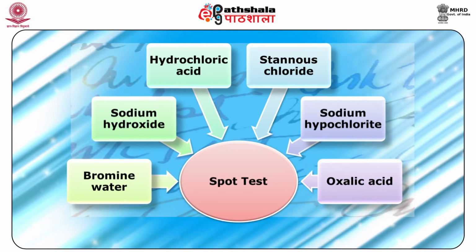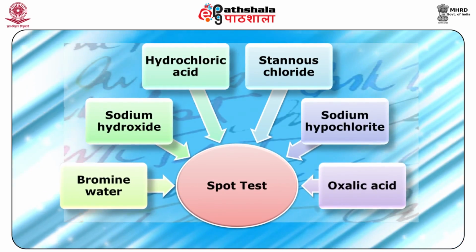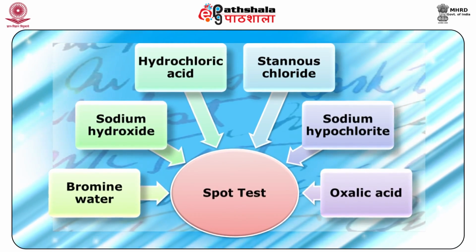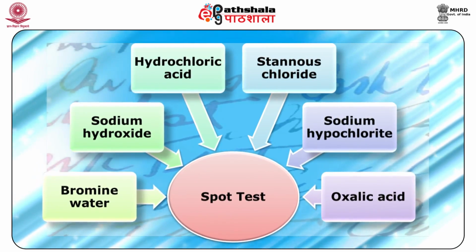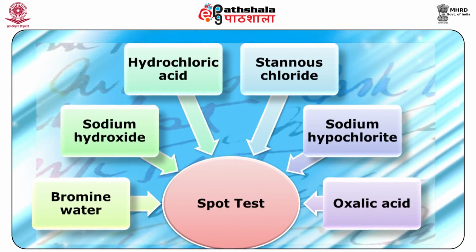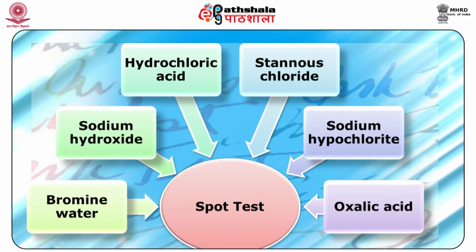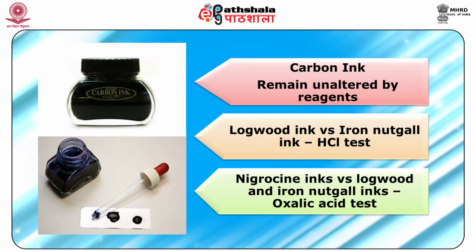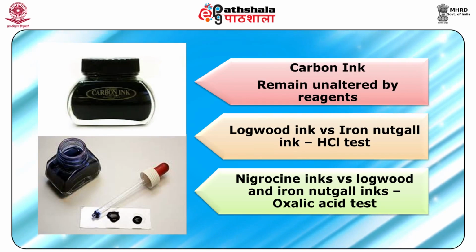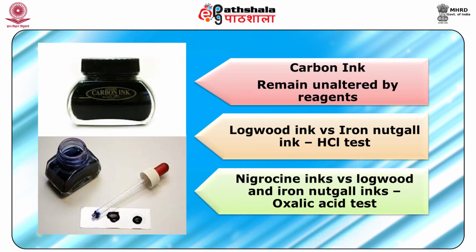Number 1, bromine water. Number 2, sodium hydroxide. Number 3, hydrochloric acid. Number 4, stannous chloride. Number 5, sodium hypochlorite. Number 6, oxalic acid. Now, carbon inks can be distinguished from other writing ink as this ink remains unaltered by the action of reagent.